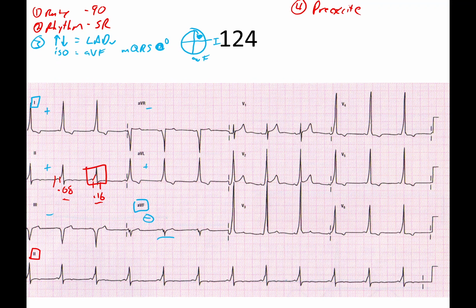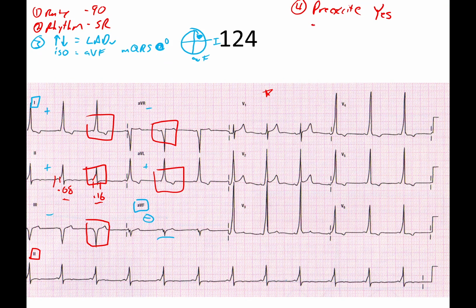And now you can actually check all your leads for this delta wave now that you're looking for it. And you can see that there's a gentle slope on this one. There's a pretty sharp slope through here. Pretty sharp here as well. And then you can even see it in the V leads as well. The final thing, so we'll say yes to this.